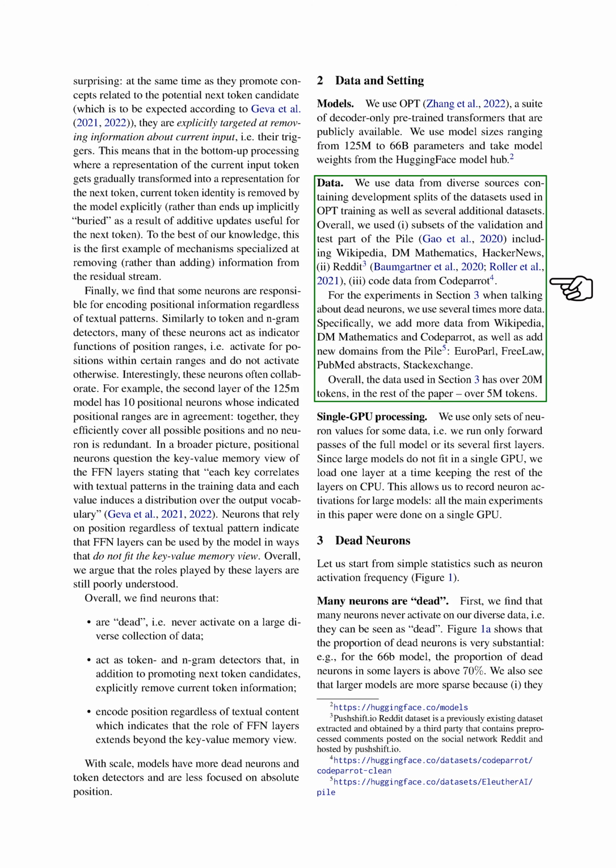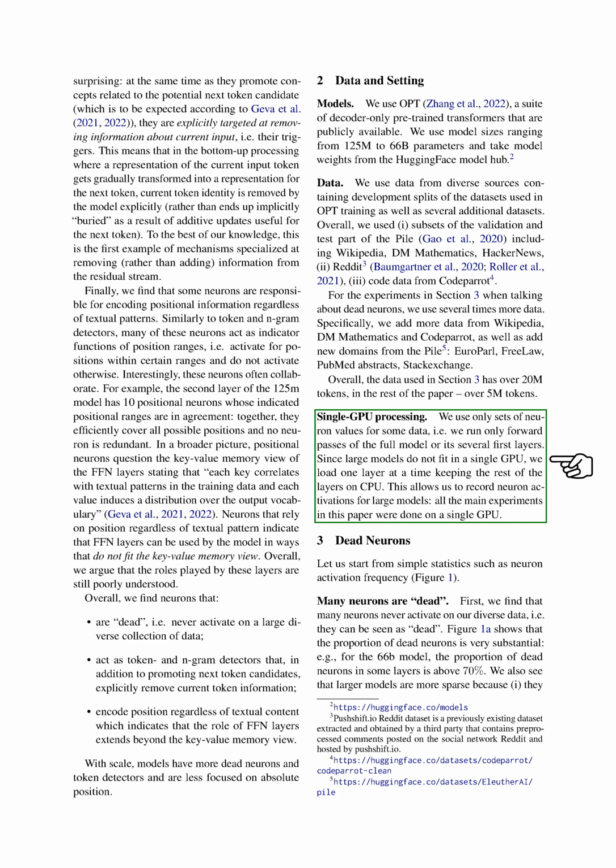Section. Single GPU processing. In our research, we used a single graphics processing unit, GPU, to process sets of neuron values for some data. This means we only ran forward passes of the full model or its first few layers. Because large models don't fit into a single GPU, we loaded one layer at a time, keeping the rest of the layers on the central processing unit, CPU. This method allowed us to record neuron activations for large models. All the main experiments in this paper were conducted on a single GPU.